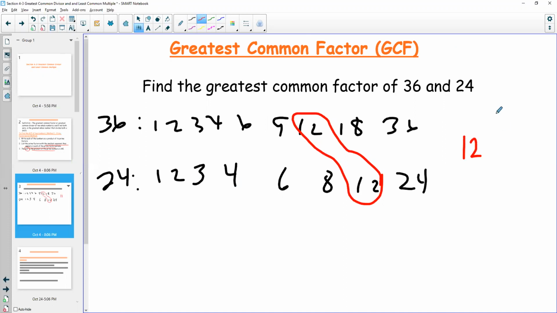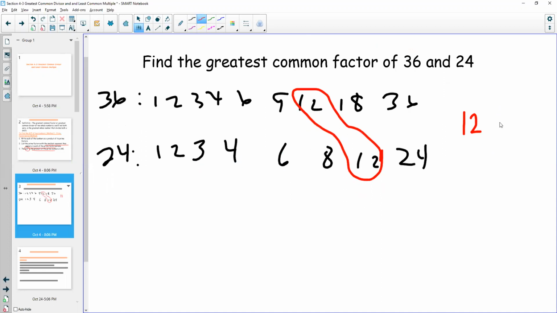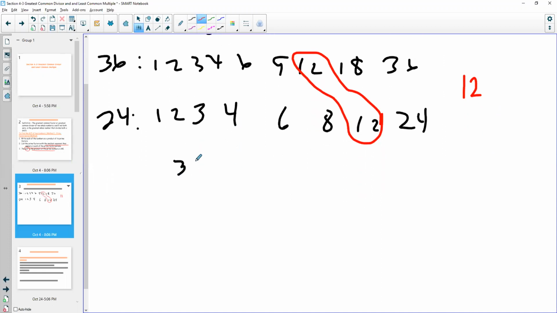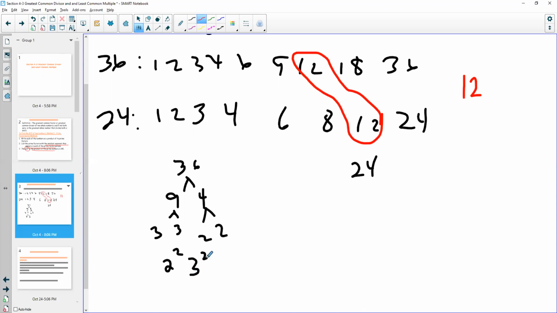So let's try the prime factorization method. I'm going to have 36 and 24. Let's break up 36. I'm going to make it 9 and 4, 3 and 3, 2 and 2. So that makes the prime factorization of 36 2 squared times 3 squared. Let's do 24. 6 and 4, that's 3 and 2, that's 2 and 2. So I have 3 to the first and 2 cubed.